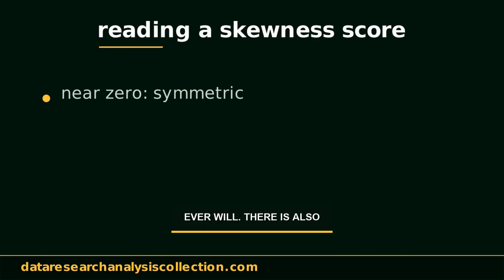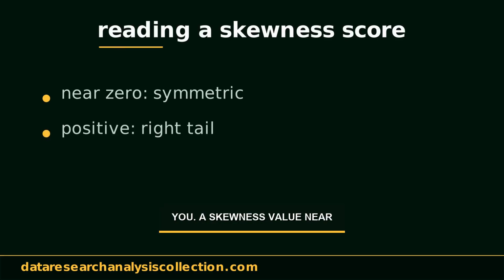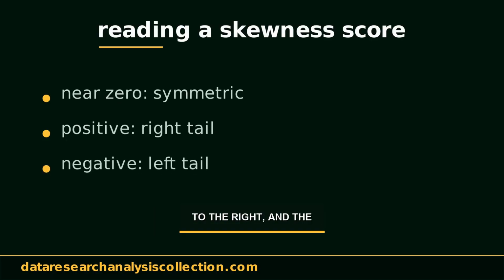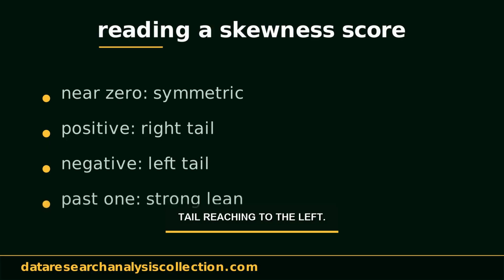There is also a proper number for it, and most spreadsheets and analytics tools will hand it to you. A skewness value near zero means your data is roughly symmetric. A positive number means a tail reaching to the right, and the larger it grows, the heavier that high tail is. A negative number means a tail reaching to the left.